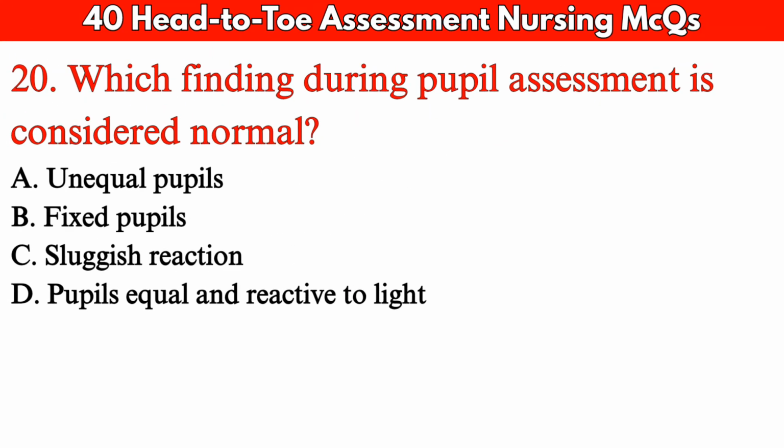Which finding during pupil assessment is considered normal? A. Unequal pupils, B. Fixed pupils, C. Sluggish reaction, D. Pupils equal and reactive to light. Correct answer D. Pupils equal and reactive to light. Normal pupils are equal in size and react promptly to light, indicating normal brainstem and cranial nerve function. Unequal, fixed, or sluggish pupils are abnormal findings and may indicate neurological impairment.